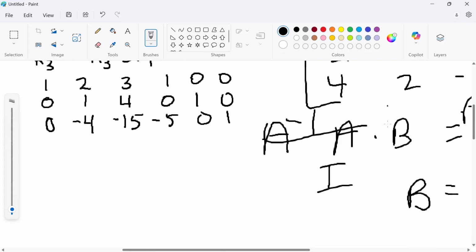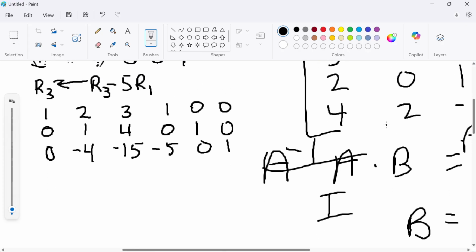So now I've got a new matrix system here, and I still want to get this. I want this to be 0, 0. I want that to be 1. So if I take row 3, and I make a new row 3 by taking the original row 3 and adding 4 times row 2.